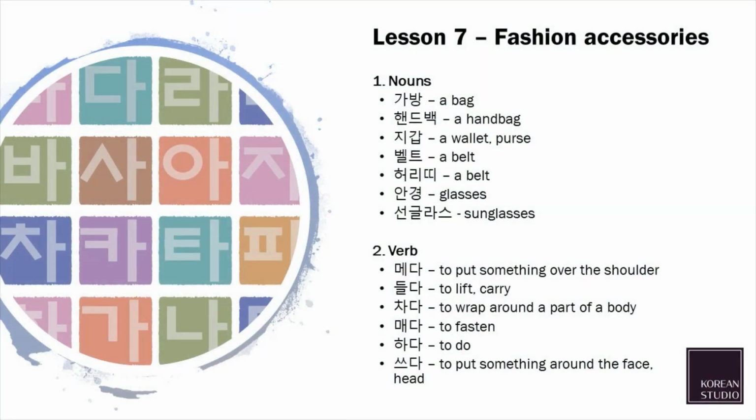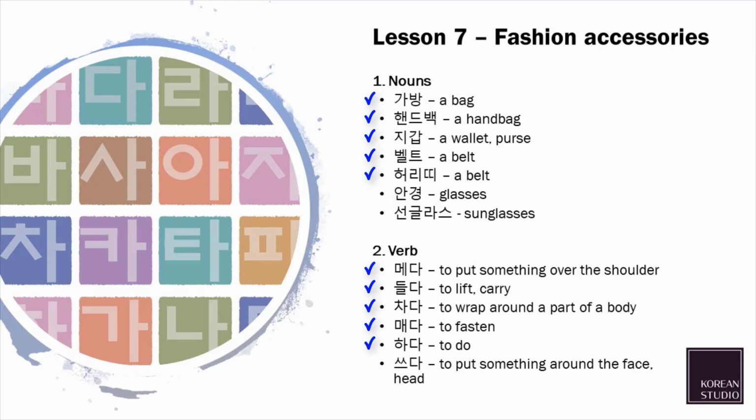Now, in today's lesson, we learned various nouns related to fashion accessories and the verbs we can use with these nouns. First, bag is 가방, and we say 가방을 매다 to say carry a bag, but we can also use the verb 들다, which means to lift or carry. Next, handbag in Korean is 핸드백, and it's commonly used with the verb 들다. And then we learned that a wallet and a woman's purse is 지갑. Then we have belt in Korean, which is 벨트 and 허리띠. And to say wear a belt, we can use the verb 차다, but we can also use 매다 and 하다.